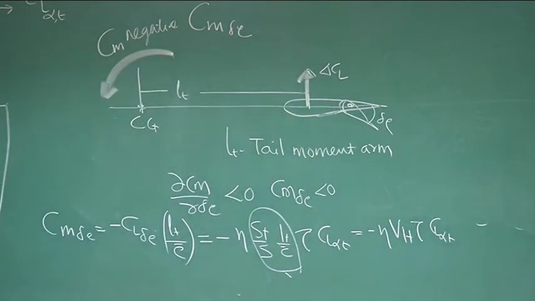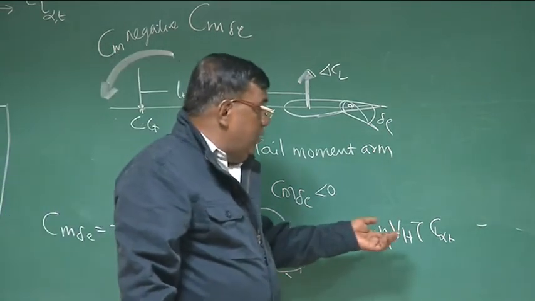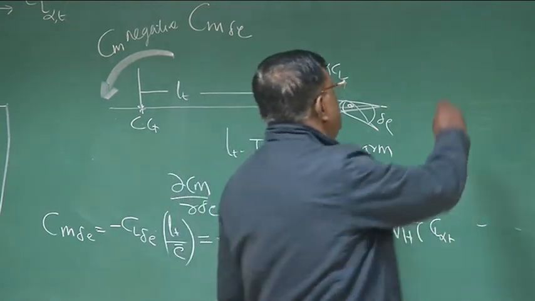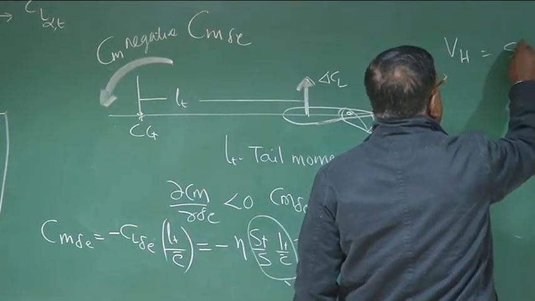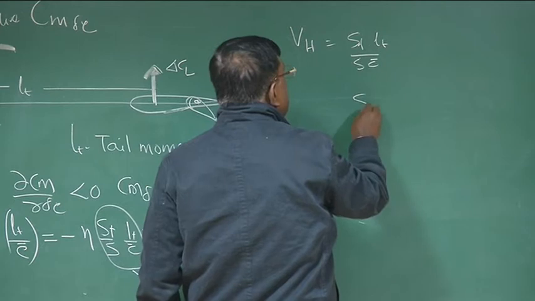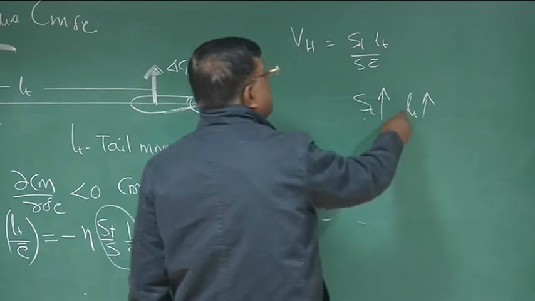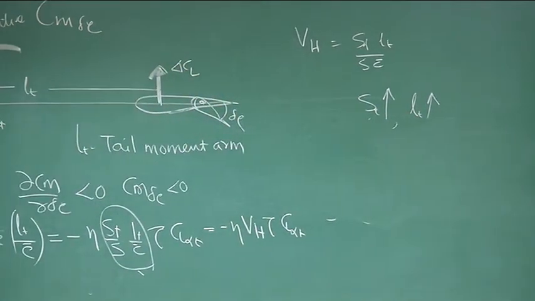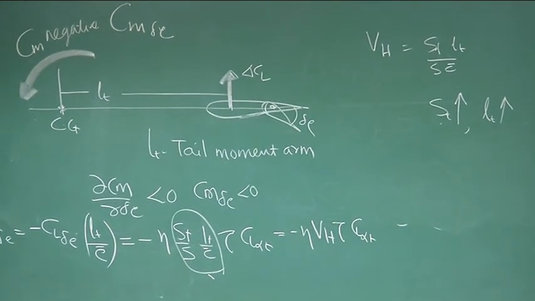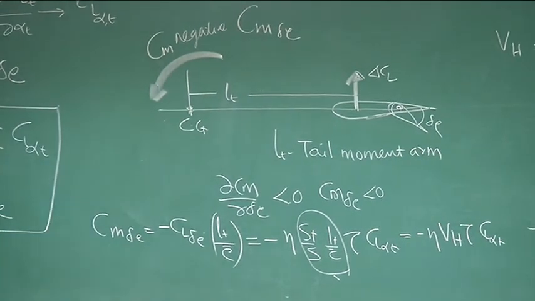What is important to see here? If I want to increase Cm delta E, I have options. For a given, let's say, aerofoil tail, I can increase the value of Vh, because it is St into Lt by S C bar. What I can do is either increase St, the tail area, or increase Lt, or increase them in combination. So that is why the tail volume ratio plays an important role, not only in stability as you have seen, but also for control, elevator control. Okay, so I thought I must revise this.